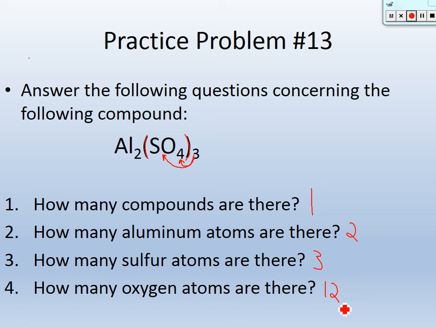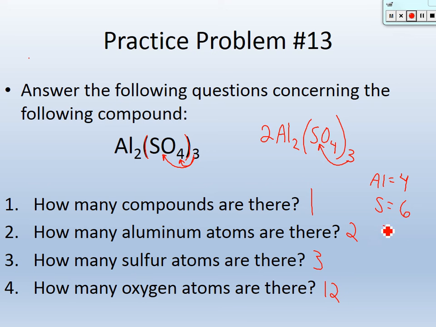Okay, now this wasn't in the notes, but I want to throw this one in there. What if it looked like this? 2Al2(SO4)3. How many aluminums would I have? Aluminums, I've got 2 times 2, which would be 4. Okay. How many sulfurs would I have? Well, this 3 gets distributed, so 3 times 1 is 3, but don't I also have 2 of these guys? So 2 times 3 is what?